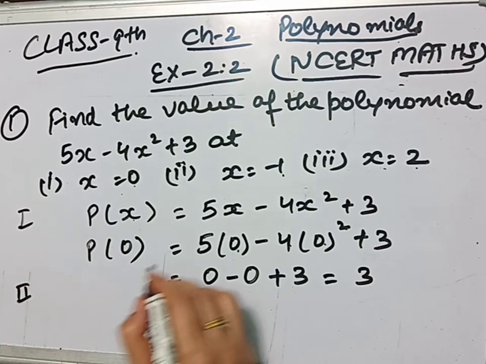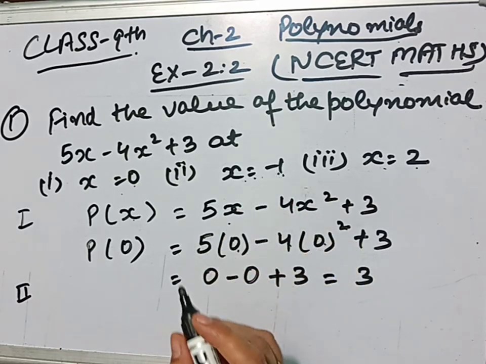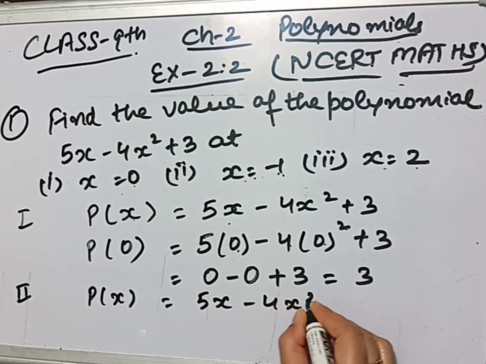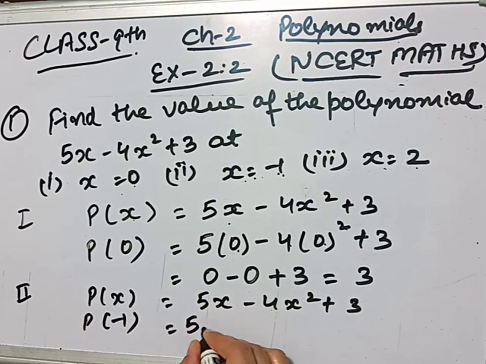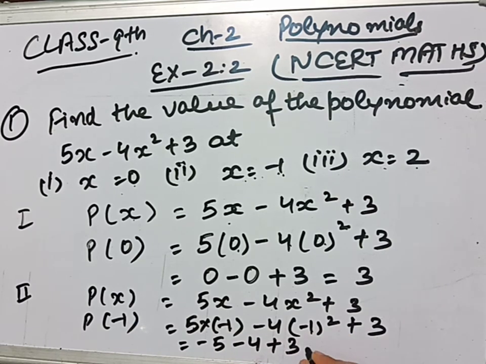Second part is we have to find the value of this polynomial at x is equal to minus 1. Again you can write the polynomial p(x) is equal to 5x minus 4x square plus 3. Now put the value of x is minus 1. 5 into minus 1 minus 4 into (minus 1) square plus 3. Now 5 ones are 5, that is minus 5, minus 1 square, that is positive 1, here minus 4 plus 3, minus 9 plus 3. When we will solve it, we will get the answer minus 6.